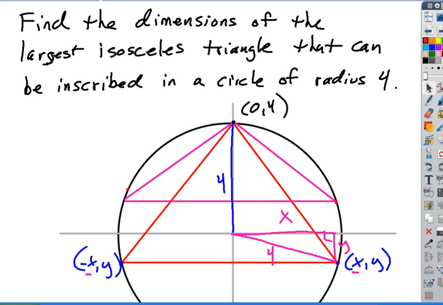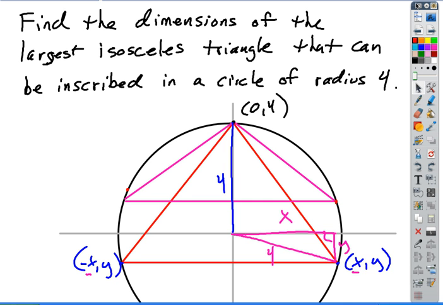Okay, we were trying to find the dimensions of the largest isosceles triangle that can be inscribed in a circle of radius 4. I'm going to have you guys do some problems like this. There are some three-dimensional ones where it gets a little harder, like finding the volume of the largest right circular cone that fits in a sphere of radius 4. The pictures look pretty similar, but the formulas will be a little different.